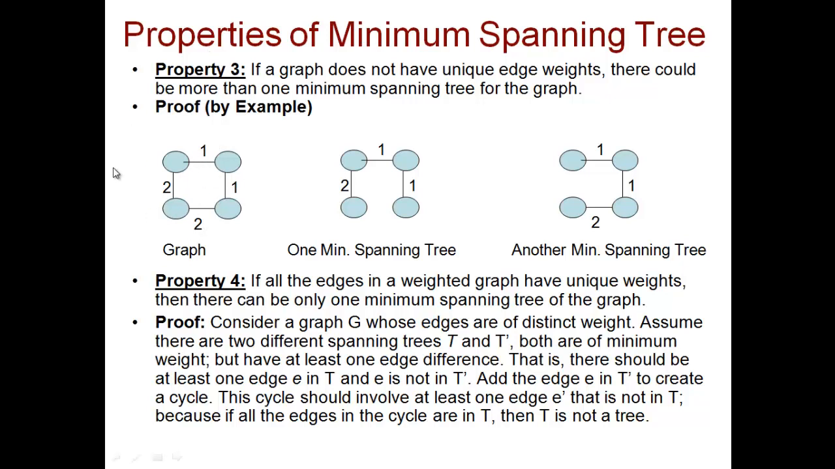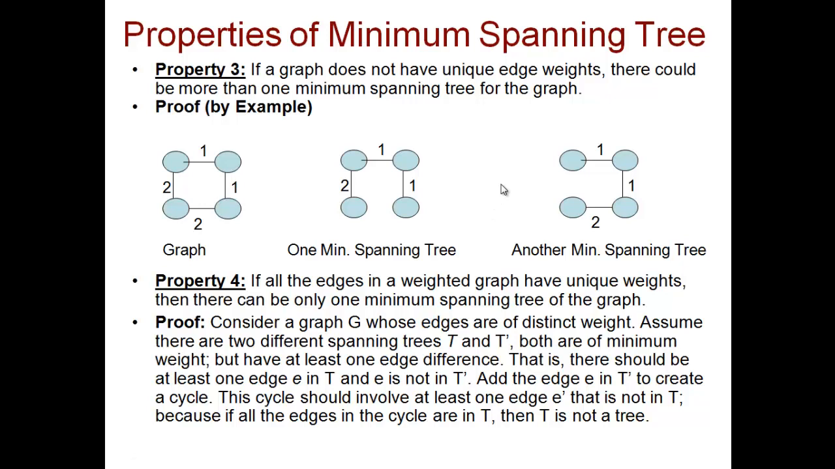So this edge has weight 1, this edge has weight 1, this has 2, and this has 2. So this graph does not have unique edge weights. If you have a graph that does not have unique edge weights, then there could be more than one minimum spanning tree for the graph. It's not always the case, but there could be more than one. For example, if I pick these two ones and just pick this two, it could be this minimum spanning tree. If I pick this two instead of this one, it could be this minimum spanning tree. So it could be two different minimum spanning trees.